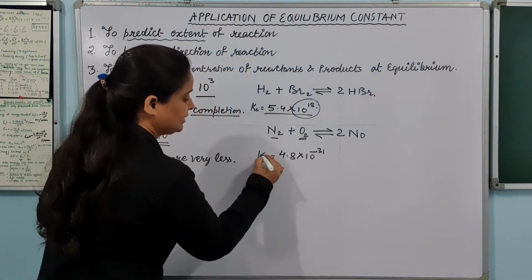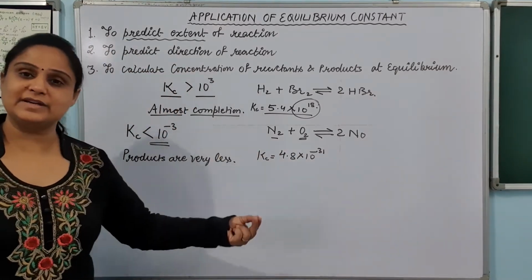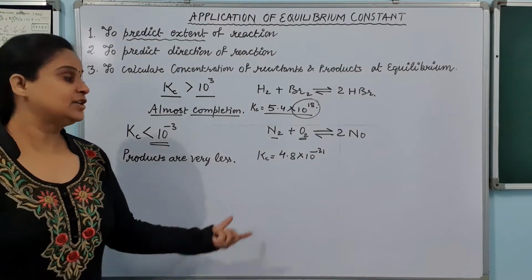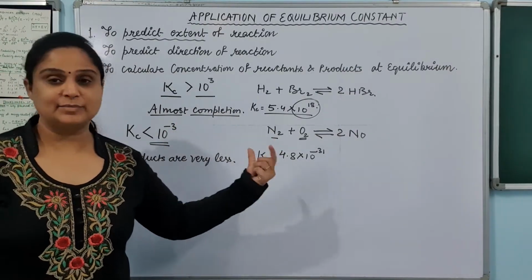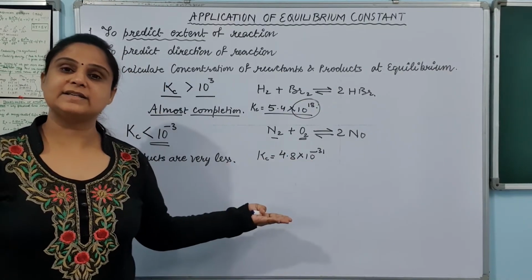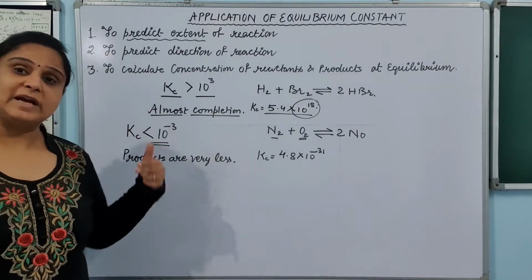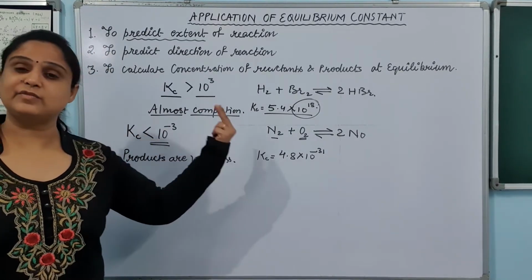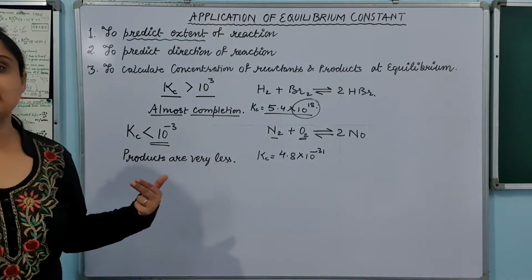You can see कि कितना छोटा वैल्यू है. If this value is very small, I can easily predict कि reaction आगे जा ही नहीं रही है. So the reaction is not favored in the forward direction; minus 31 means products are very less and the reactants are more in amount. It means the reaction in the backward direction is favored, but the reaction in the forward direction is not going on. So reaction का direction is to the back side.